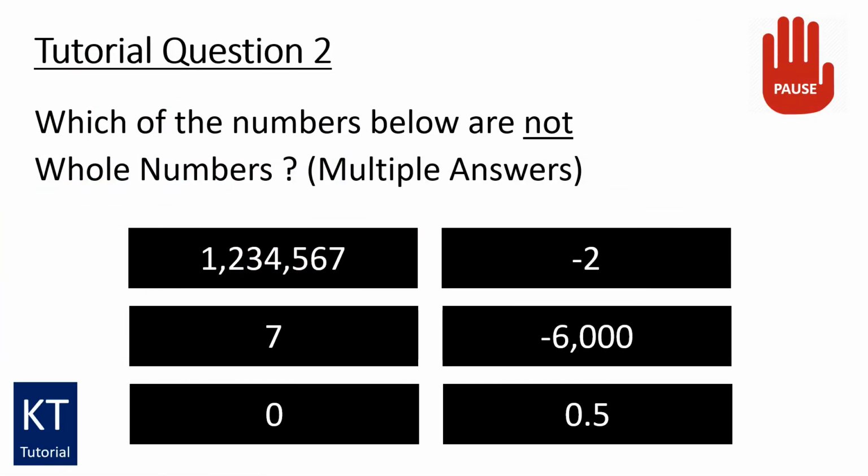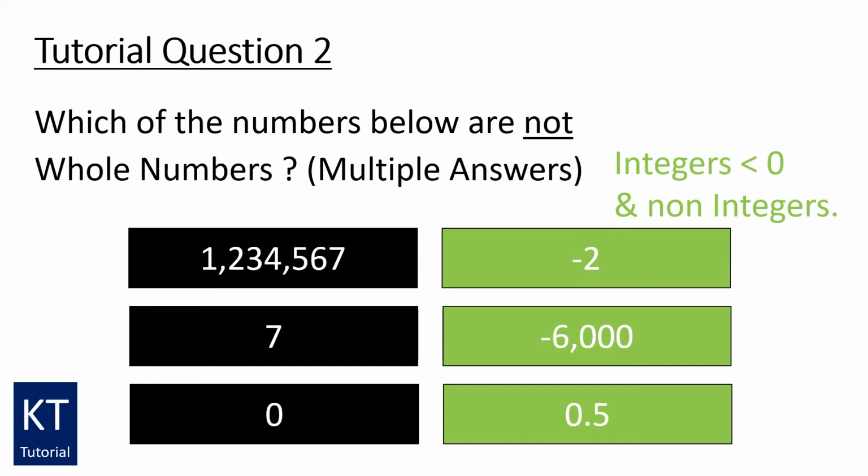Tutorial question 2. Do press the pause button now if you need more time to think through this question. Which of the numbers below are not whole numbers? As whole numbers are 0 and all positive integers, numbers that are not whole numbers are negative integers as well as non-integers. Therefore, the correct answer are the three numbers on the right.